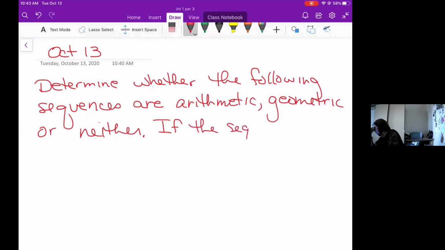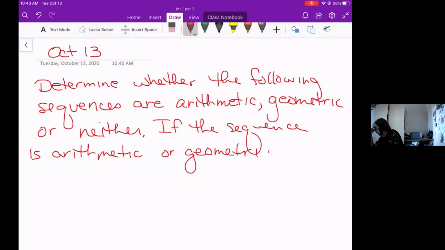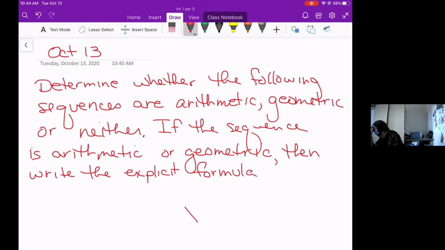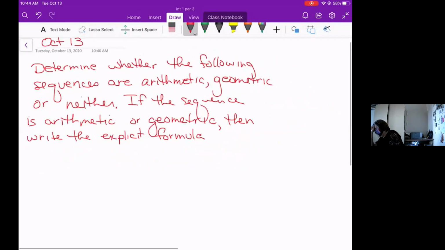If the sequence is arithmetic or geometric, then write the explicit formula. I should have typed this. It wouldn't have taken up so much space. All right.